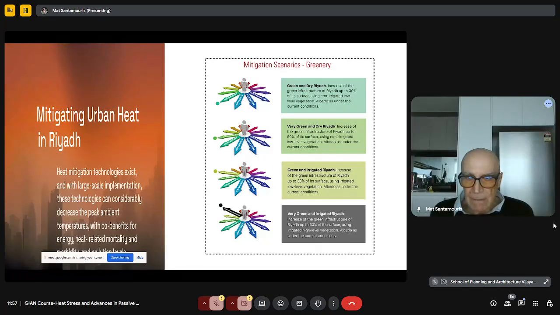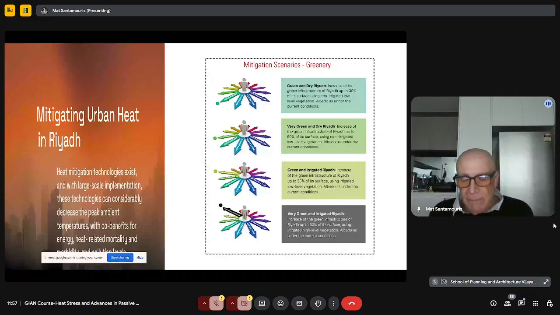But we're not very sure about it because there are two parameters that define the performance of greenery: the size of the greenery and, of course, the potential for evapotranspiration. So we created a new scenario where we increase this 30% to 60%. Is it reliable? Perhaps not, but it shows us the potential of greenery at the city scale.